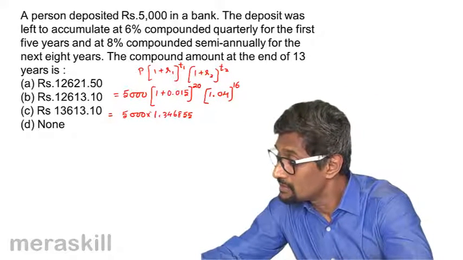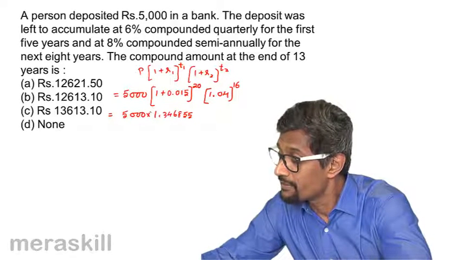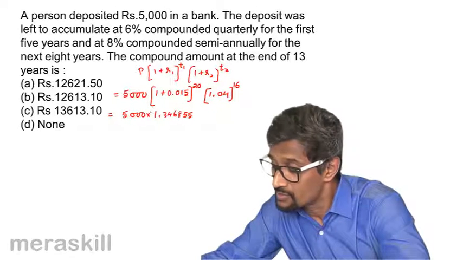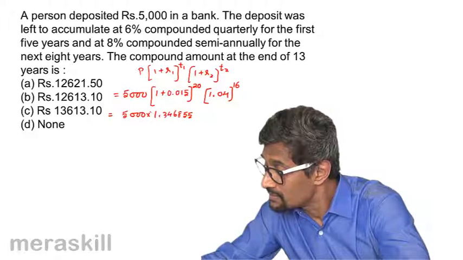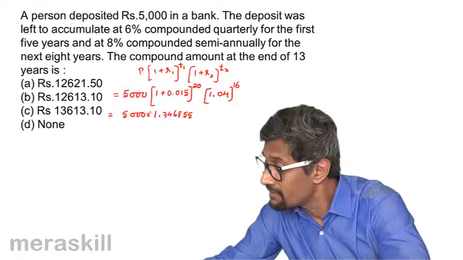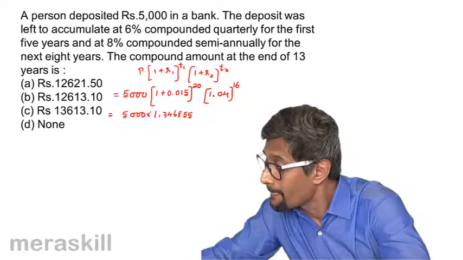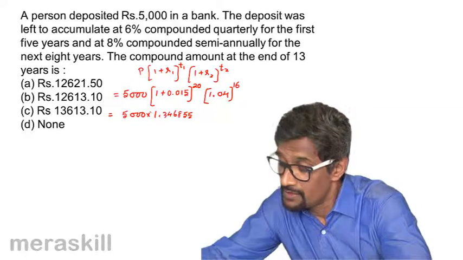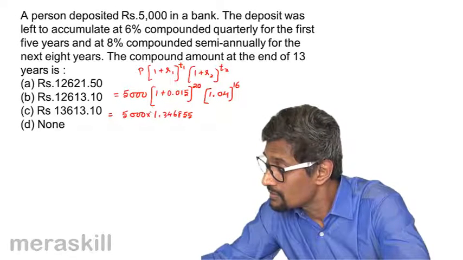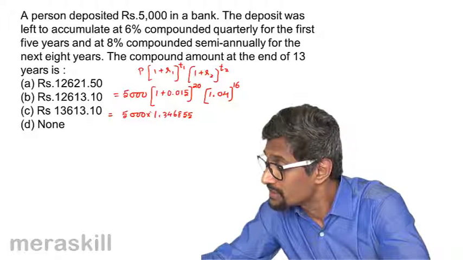So into 5,000, all right. 6,734.27, okay. And you have 1.04 raised to the power of 16.